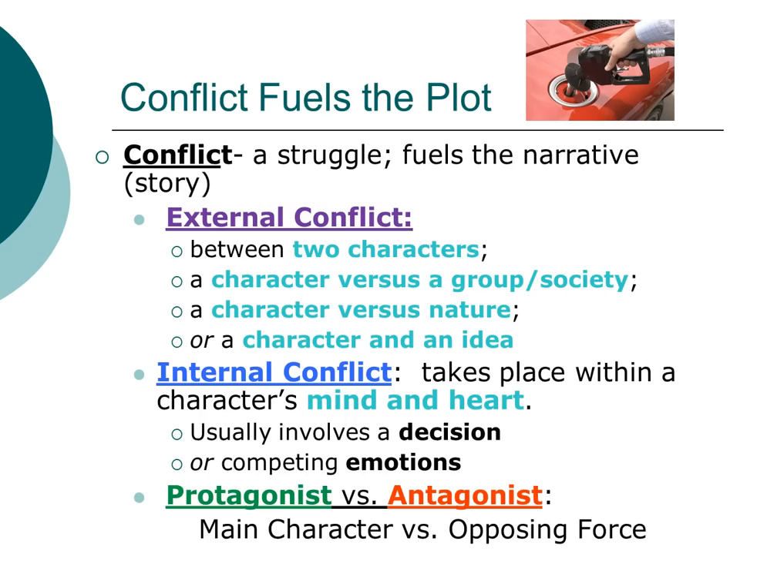What makes the plot move forward is conflict. Hence, we have this person fueling up with their car. A story fuels up with conflicts, and those conflicts are struggles. And there are two main categories of conflict.